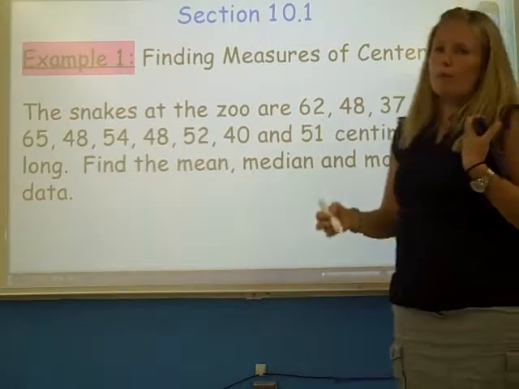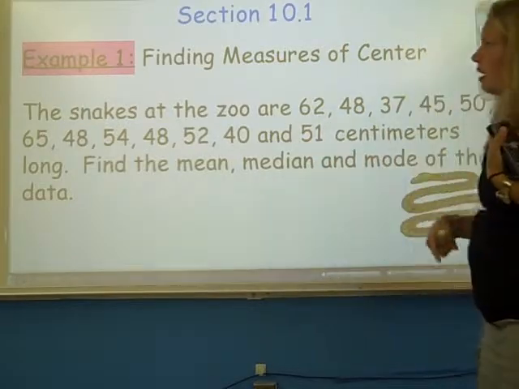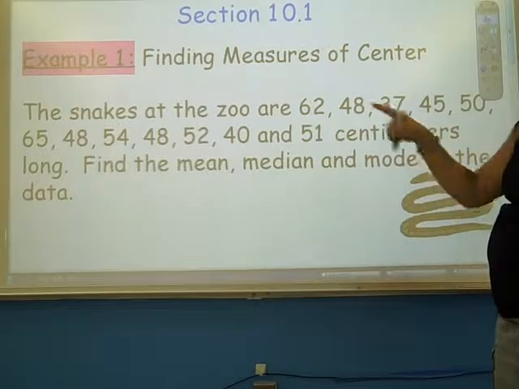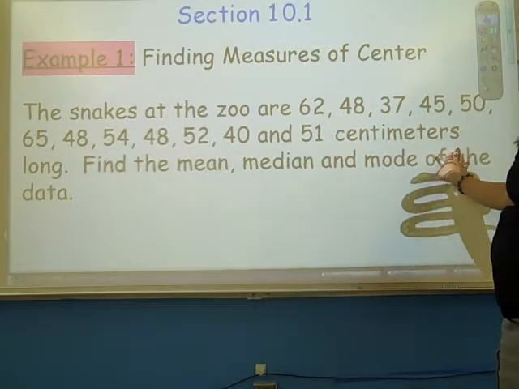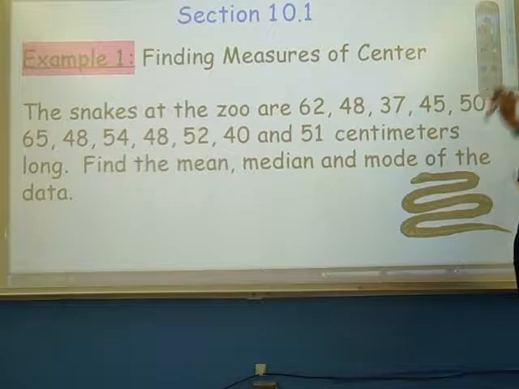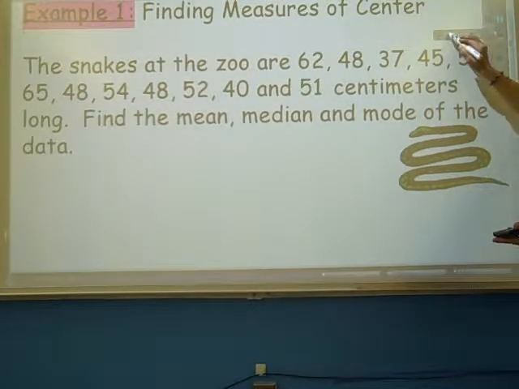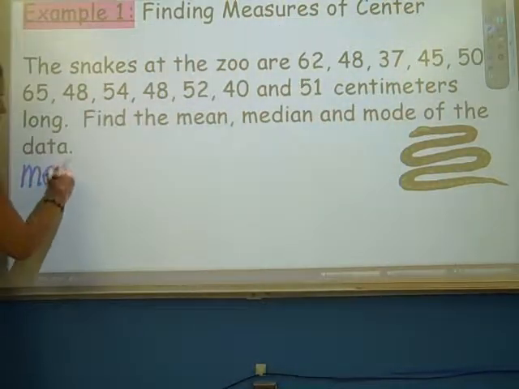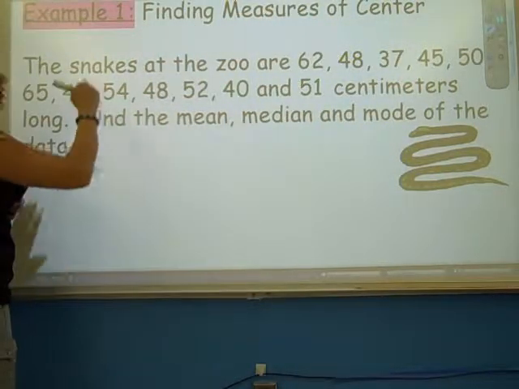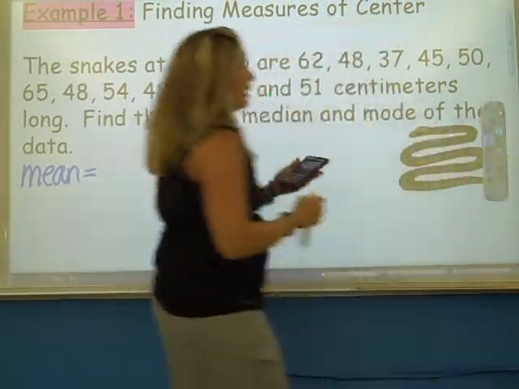Alright, so example 1. I'm going to do 3 examples with you in this lesson. You're going to try one on your own. Finding the measures of center. The snakes at the zoo are 62 and so on, all of these measurements in centimeters. Find the mean, median, and mode of the data. Okay, so the information that I need to see from you, the work, I don't need to see that you're writing out this plus this and so on, but I need to see your sum and what you're dividing by.